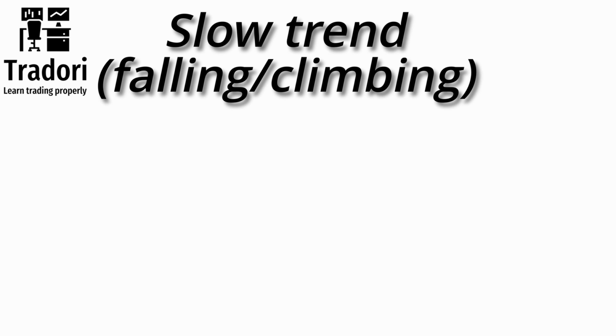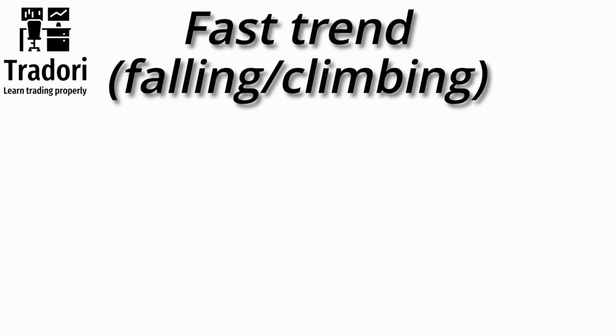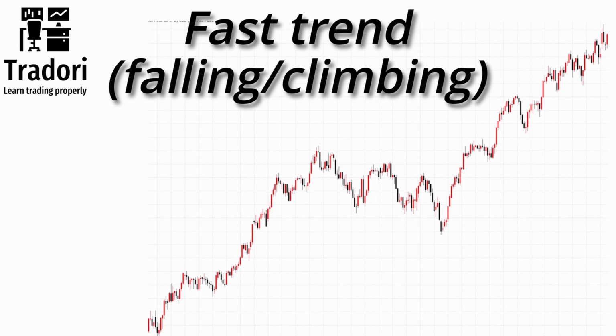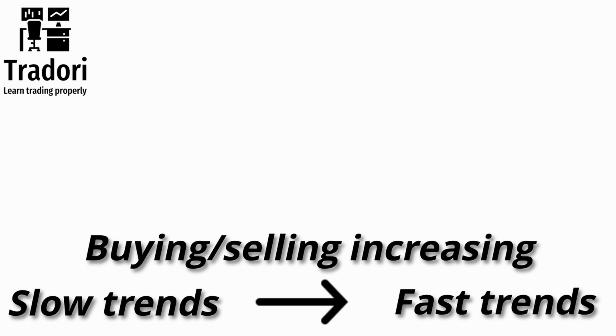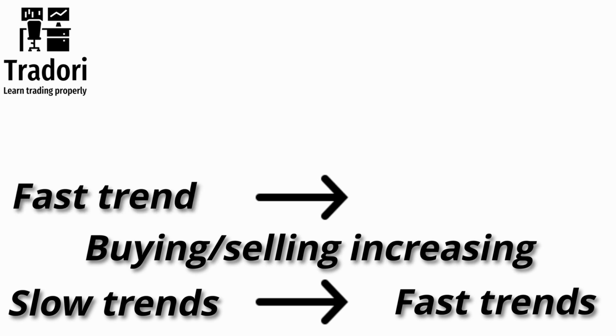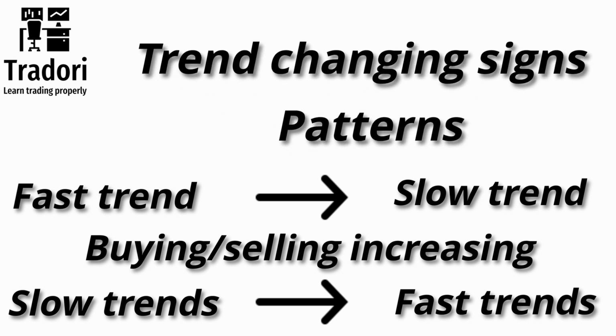Slow trend, climbing or falling, is when the overall direction of a market is moving in one way without significant price changes. Fast trend, climbing or falling, is when the overall direction of a market moves in one way with quite significant price changes. Sometimes a slow trend accelerates into a fast trend, showing increased buying or selling pressure, or vice versa. A fast trend loses momentum and turns into a slow trend, and even produces some trend changing signs, patterns, etc.